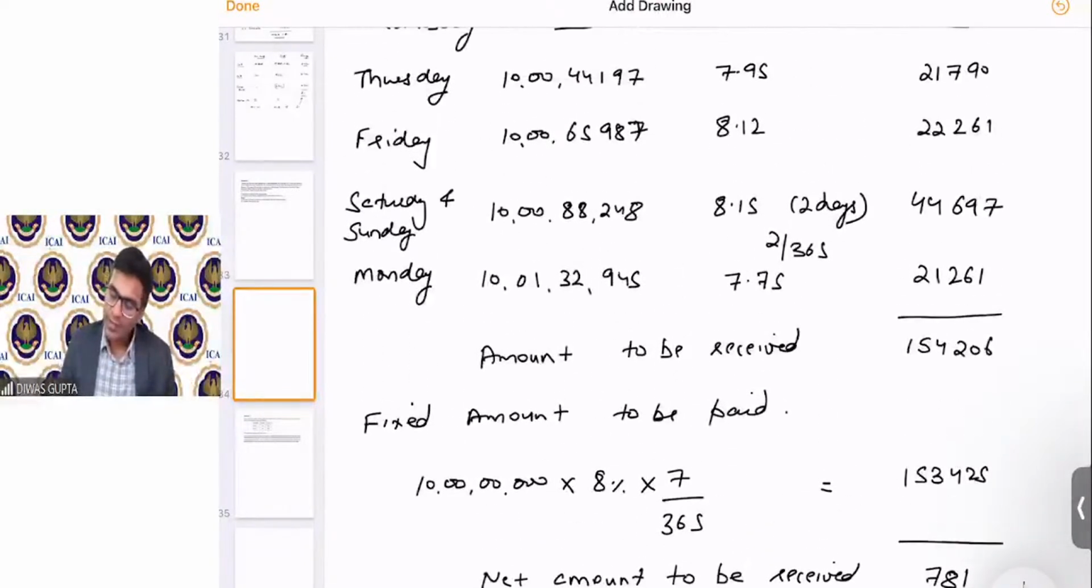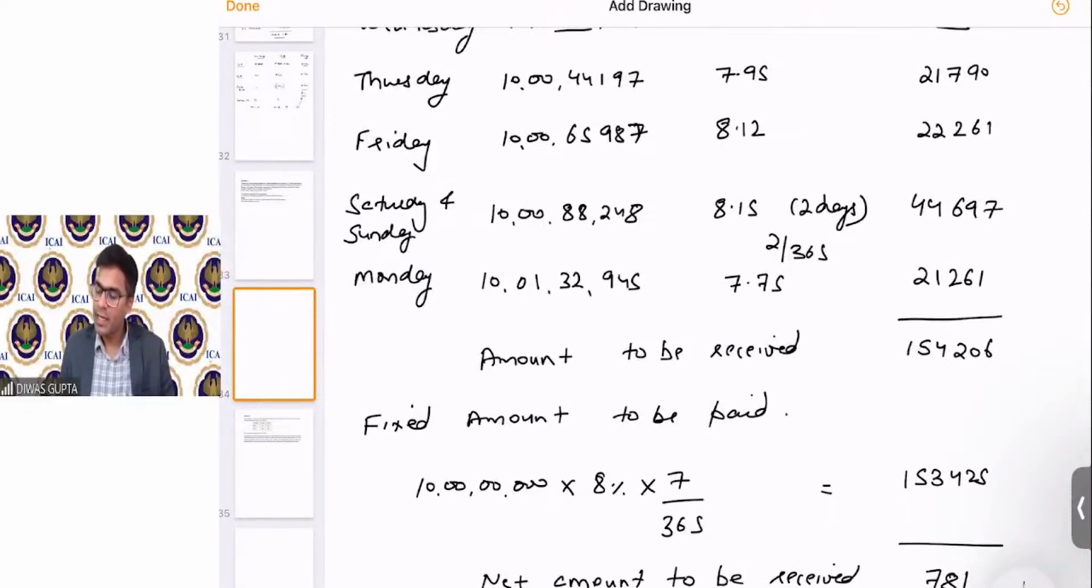Okay, students. So this is the answer for the second part of the question. For the first part, I will show you. We have already mentioned it's just a one-line answer. I will just show you once. All of you copy this.